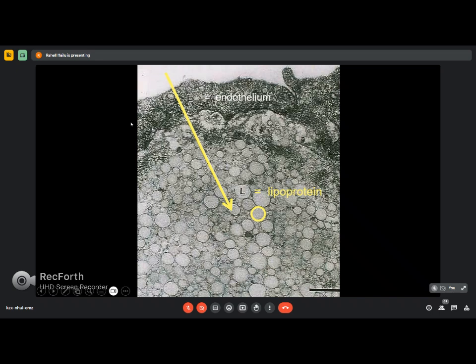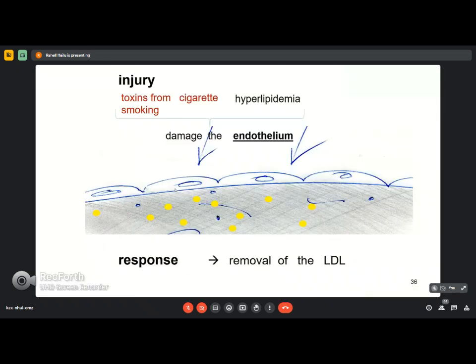This is an electron microscope view of the intima. You have the endothelium space here, this dark space here, and then you have the subendothelial connective tissue that is filled with these circle things, which are lipoproteins or the lipid substances or the large lipid molecules. So that is the first response to the injury.